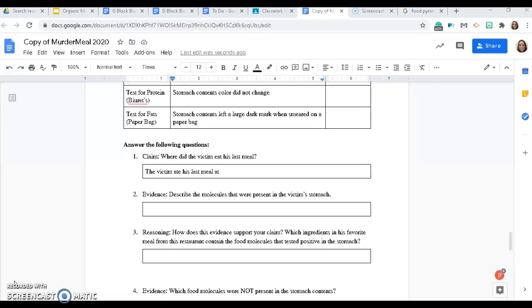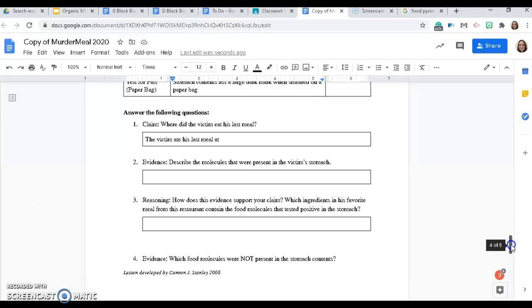This is an outline for a CER paragraph. You don't have to write a paragraph for each one, just a few sentences, but the idea is that if we were to write a paragraph, your paragraph would have to include all of these different things. This is practice making a CER. So the first thing you need is a claim. And your claim is answering the question, where did the victim eat his last meal?